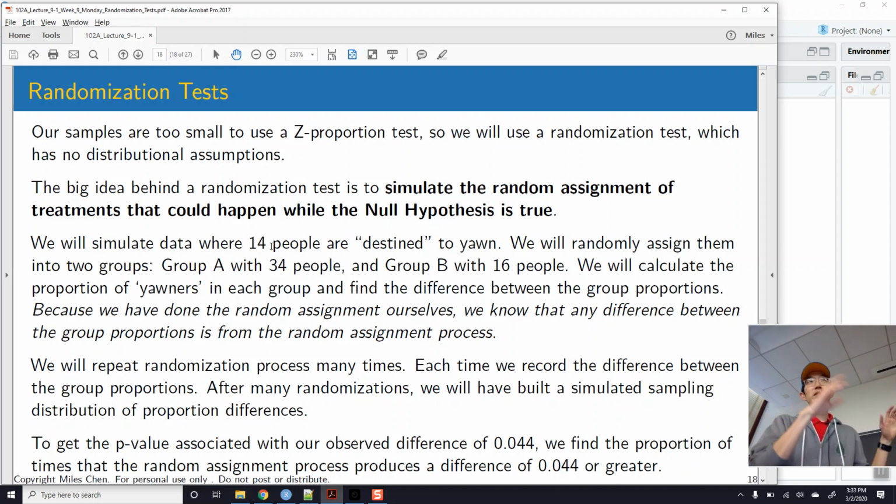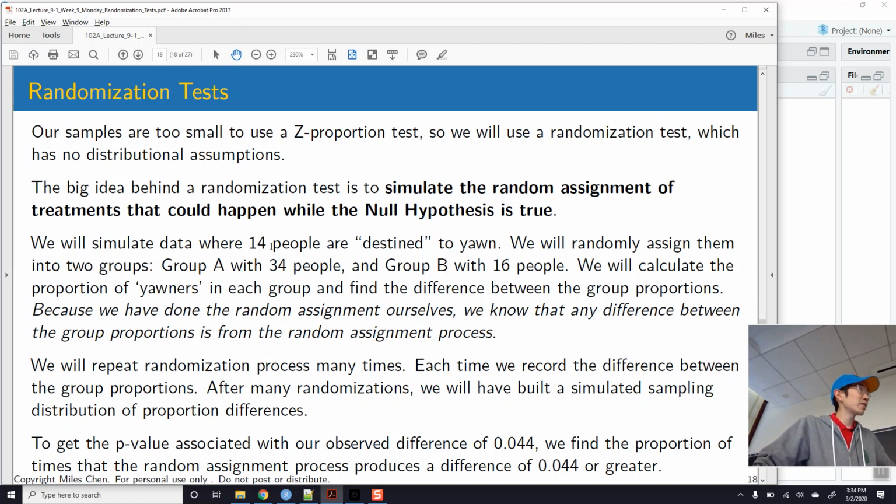Because we did the random mixing up, the random assignment ourselves, we know that who ended up in this group and who ended up in the other group has nothing to do with the seed yawn or anything. We just randomly put some people over here and some people in the other group. So we know that the proportion difference we observe is just a result of randomness, okay? And so we want to know how often this random proportion difference ends up being 0.044, right?